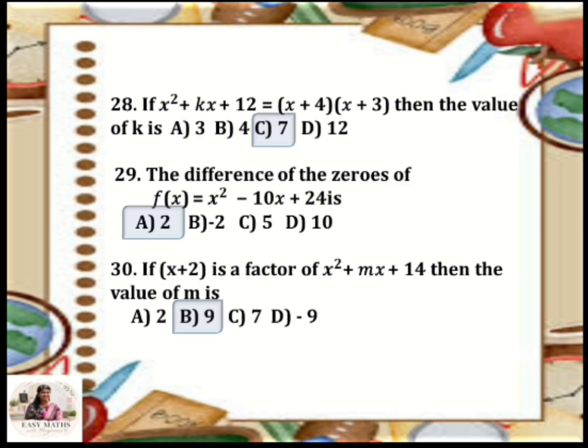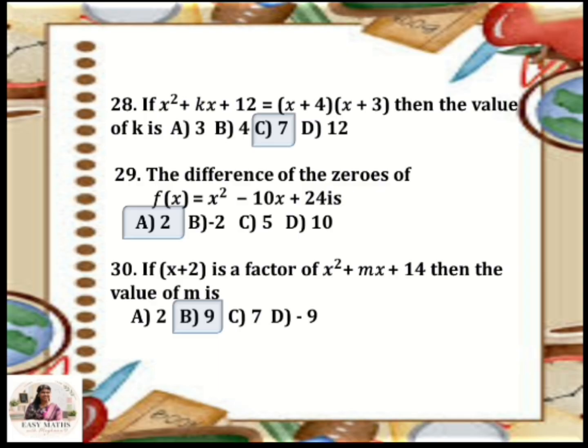Question number 30. If x plus 2 is a factor of x square plus mx plus 14, then the value of m is. Again, here you have to take x is equal to minus 2. Then minus 2 should be substituted for the value of x here. So minus 2 whole square plus m into minus 2 plus 14. If you solve, you will get m is equal to plus 9 as the answer. That is option B is the correct answer for question number 30.